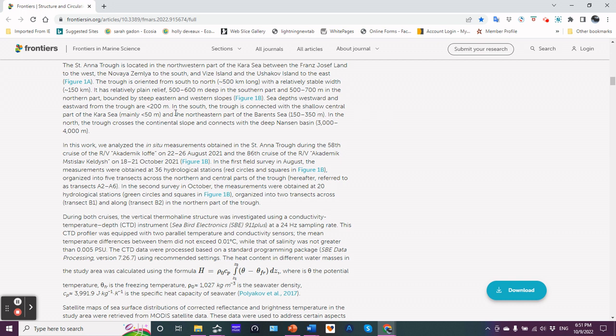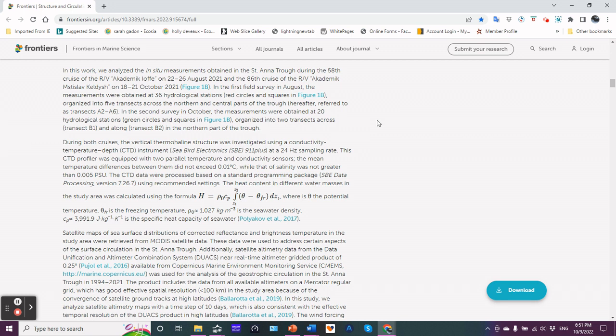Sea depths westward and eastward from the trough are less than 200 meters. We saw that. In the south, the trough is connected with the shallow central part of the Kara Sea, about 50 meters, and the northeastern part of the Barents Sea, 150, 300, 350 meters. In the north, the trough crosses the slope and connects with the deep Nansen Basin, which is 3 to 4,000 meters. So, think of a big old swimming pool. We got the shallow end and the deep end.